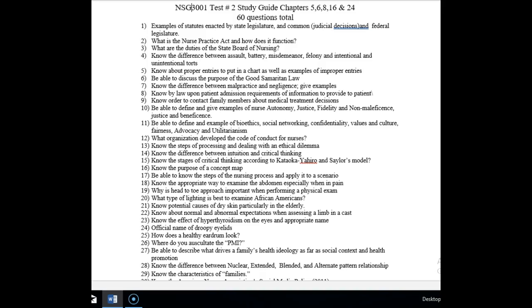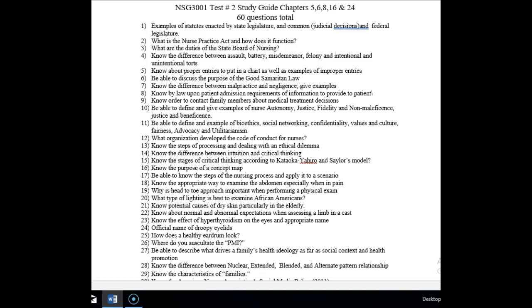The insurance policies, the state boards of nursing, and the Institute of Medicine do not provide protection to the nurse under the Good Samaritan law. So those types of things wouldn't be considered protection. You can reference that on page 66.